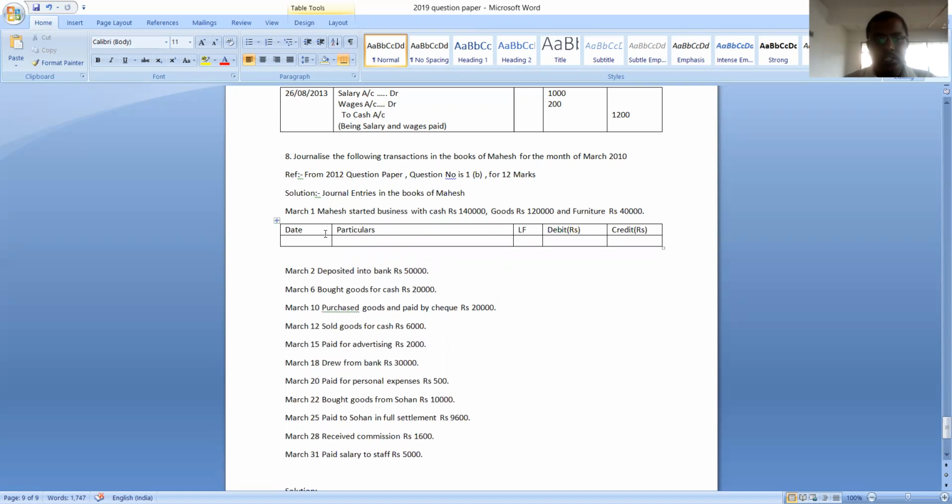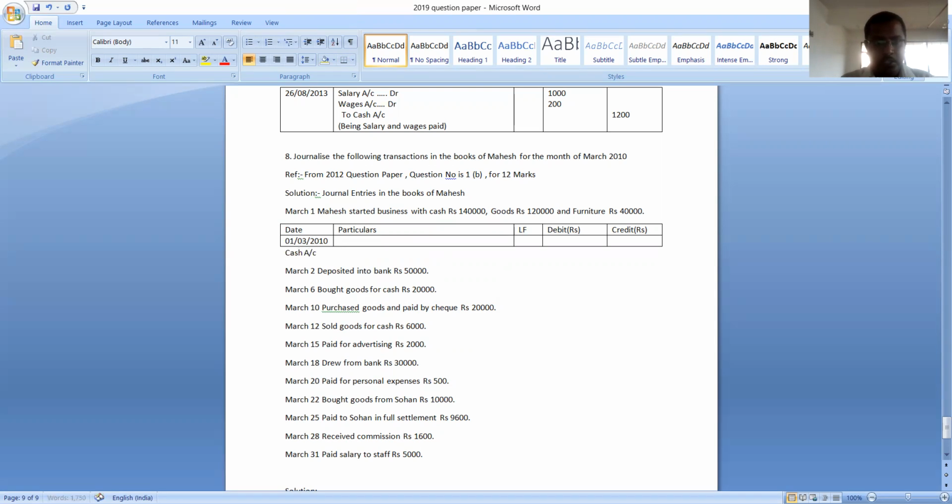Here is the first transaction, and it is dated 1st March 2010. The transaction is: Mahesh started business with cash rupees 1,40,000, goods rupees 1,20,000, and furniture rupees 40,000. So he started business with three assets: cash, goods, and furniture. So how many accounts will we find here? We will find totally four accounts. Which are those four accounts?